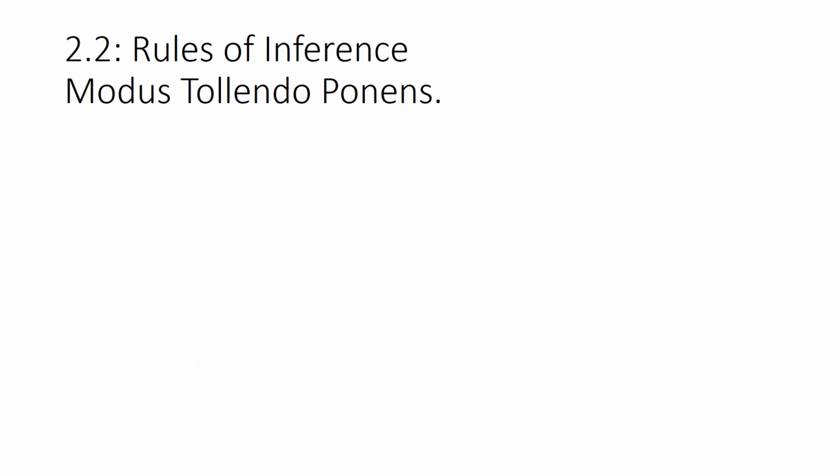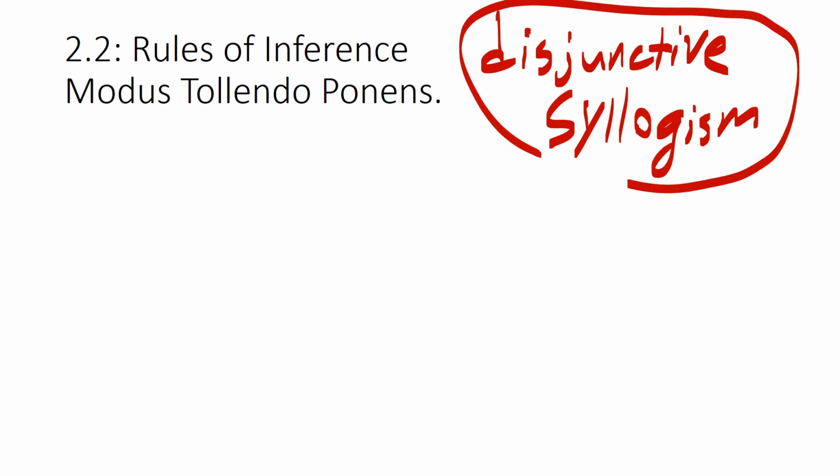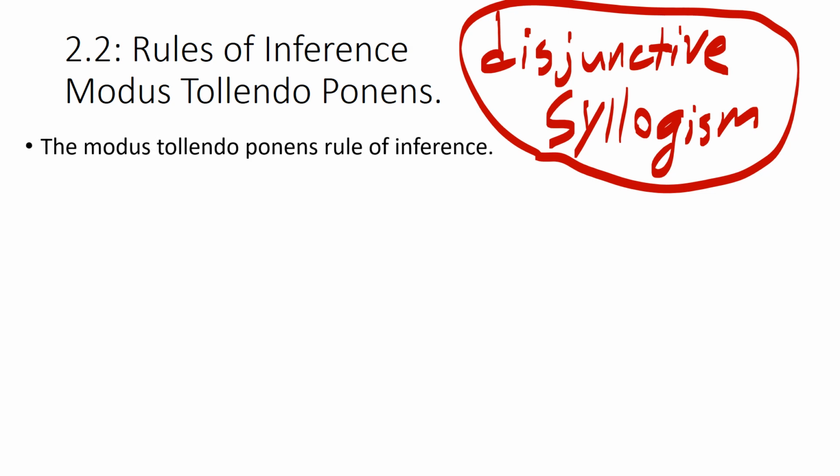Modus tollendo ponens is another rule of inference. Most textbooks simply call this the disjunctive syllogism. Now, if it was up to me, I would have all textbooks call this modus tollendo ponens, because isn't the Latin cooler? Well, I certainly think so. But in any case, the modus tollendo ponens rule of inference is really the only valid form of a disjunctive syllogism because the OR is an inclusive OR.